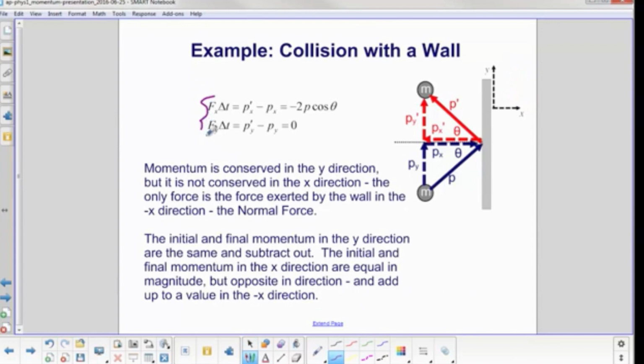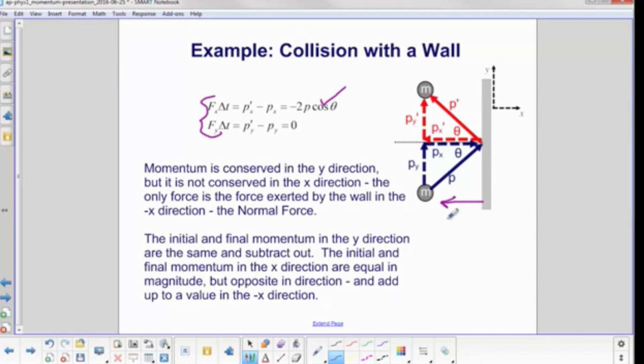These 2 equations tell us that the momentum is conserved in the y direction, but it is not conserved in the x direction. The only force we have here, once the ball hits the wall, is the normal force, which is perpendicular to the contact point here. So we have an external force in the x direction, so you would expect momentum not to be conserved, and it in fact is not. There is no external force in the y direction, so momentum is conserved.